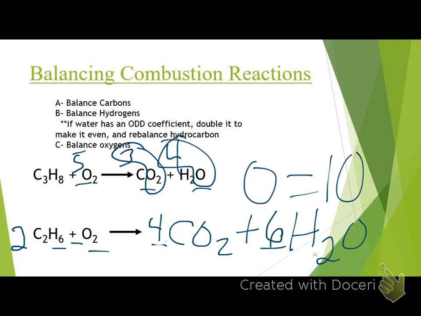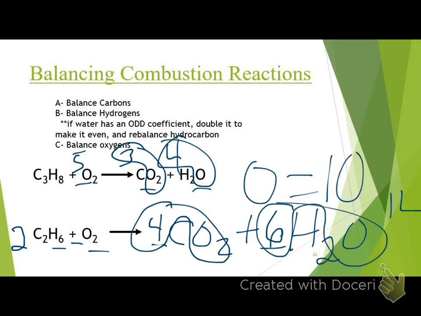So now I need to add up all my oxygens. How many total do I have? I have 14 on the right, which means 7 on the left. That's what I mean by we can make that any number we want to make it work, as long as we've done the right side correctly. So your coefficient ratio is 2 to 7 to 4.